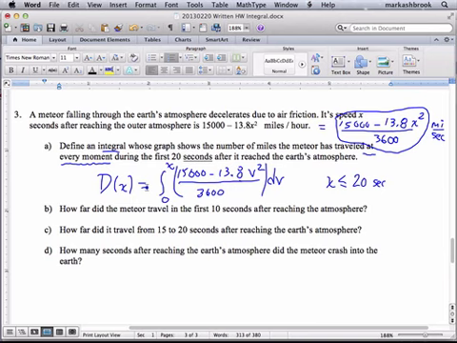So how far did the meteor travel in the first 10 seconds? How would we represent that? D of 10. Okay, let's actually do this. So here we have this thing that the graphing calculator understands and can do the work for us, right? We haven't learned an algebraic way to calculate this, but we're using the graphing calculator to do it. So let's do that.